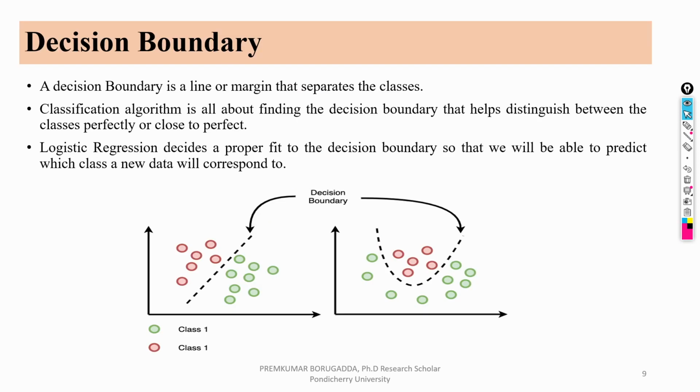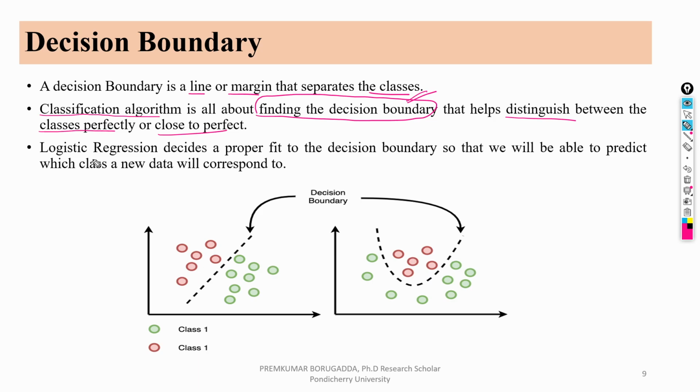So what is meant by decision boundary? The decision boundary is a line or margin to separate the classes. Classification algorithms are all about finding the decision boundary. This is the important point. Why is it needed to find the decision boundary? To help distinguish between the classes perfectly or close to perfectly.